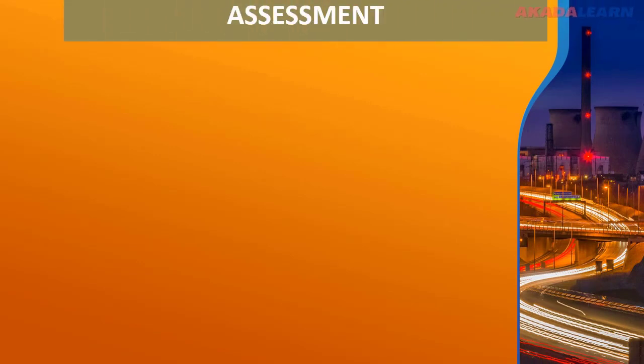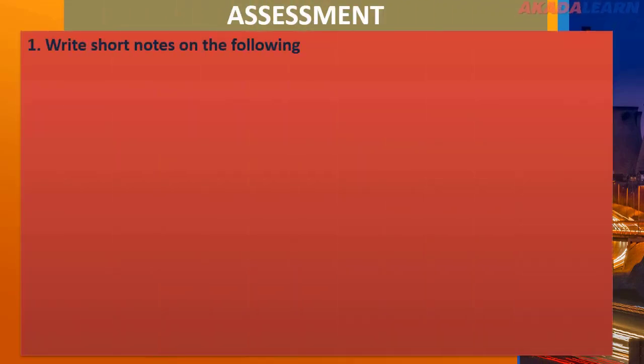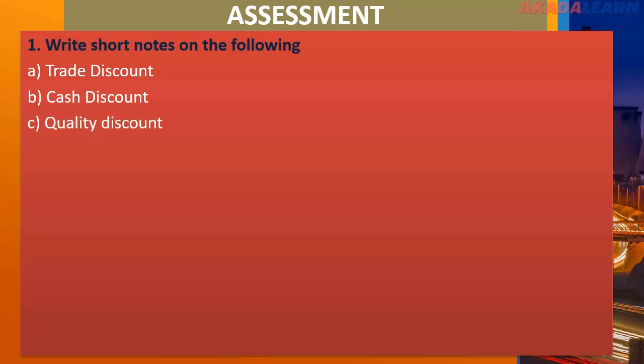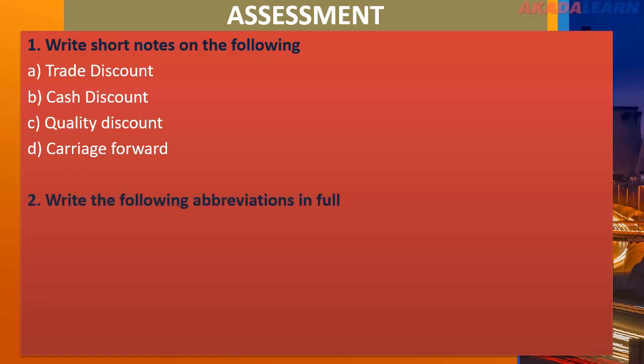And before we go, let's take a quick assessment. Question 1. Write short note on the following. A. Trade discounts. B. Cash discounts. C. Quality discounts. D. Carriage forward. Question 2. Write the following abbreviations in full. A. COD. B. CIF. C. FOP. And D. E&OE.